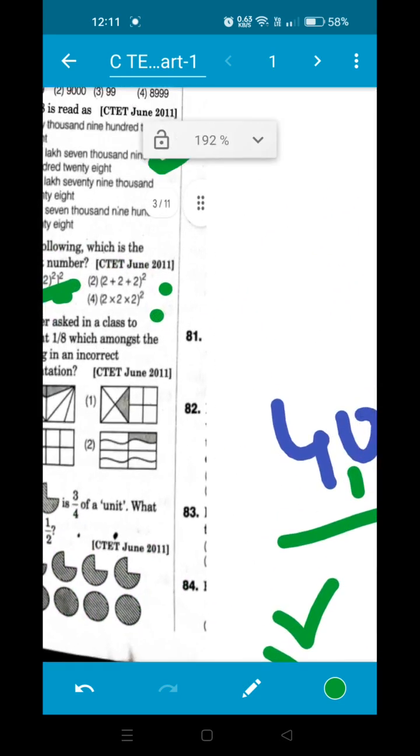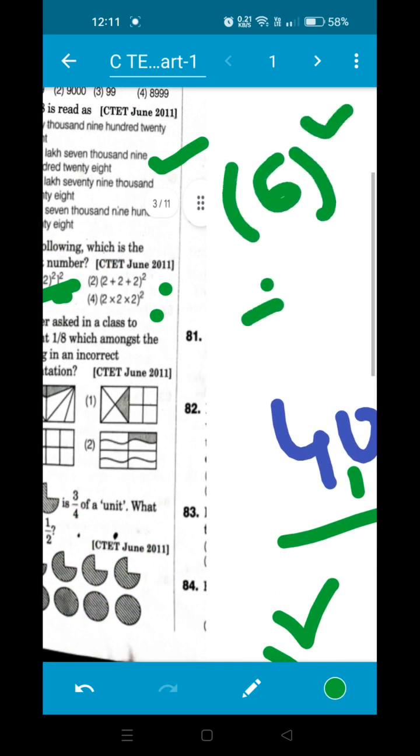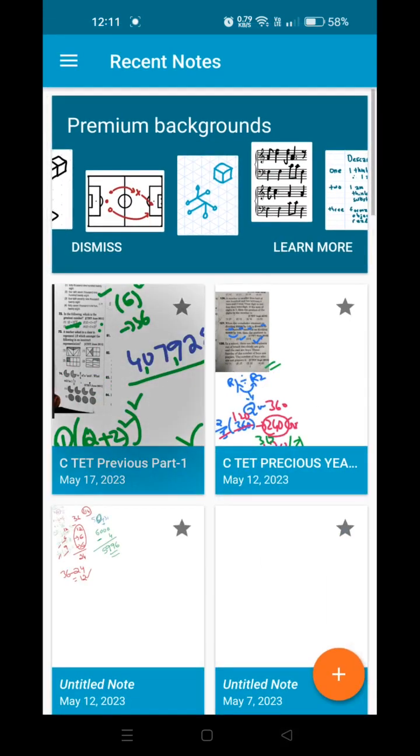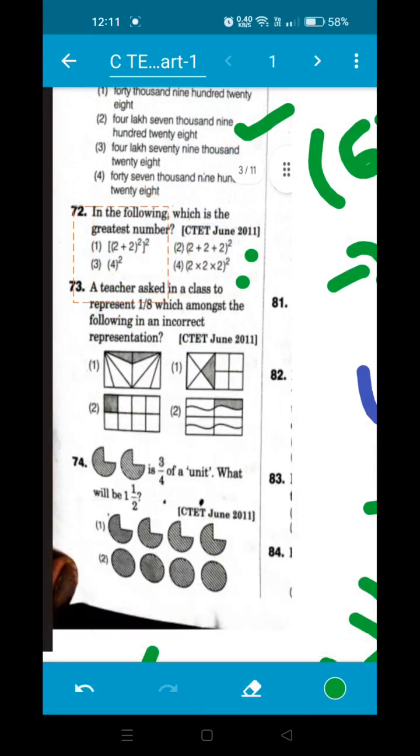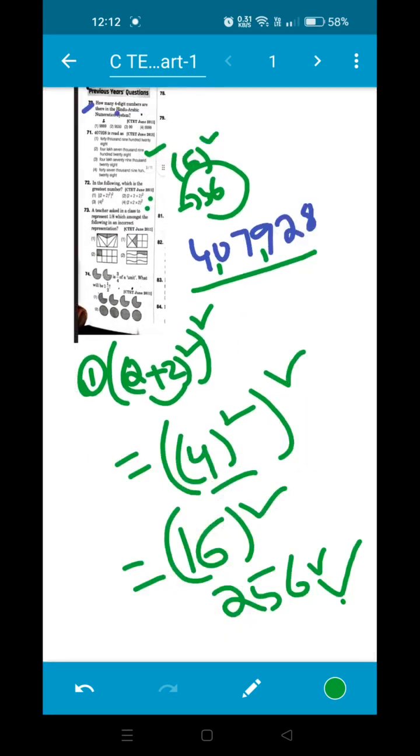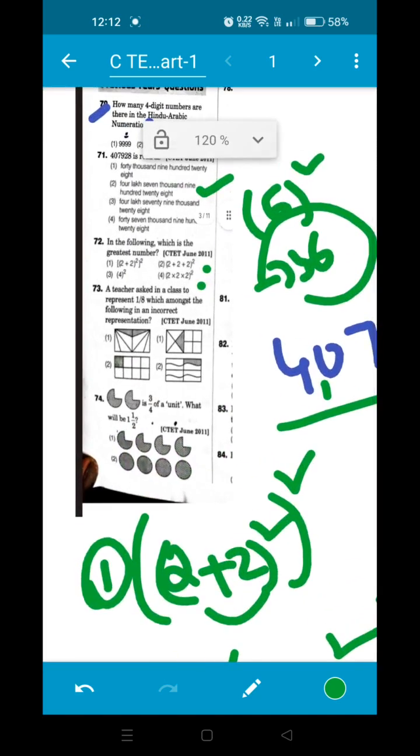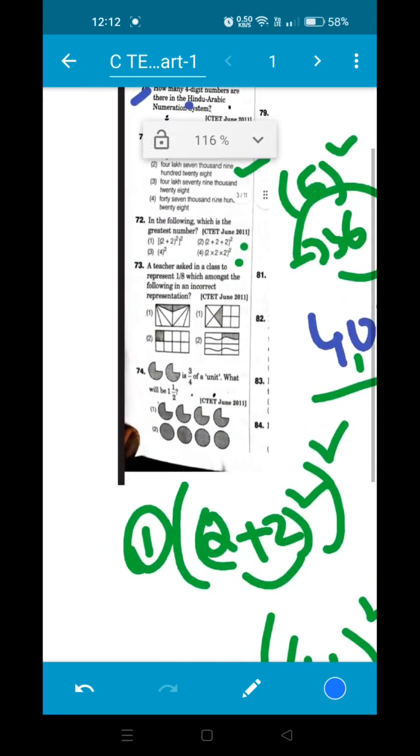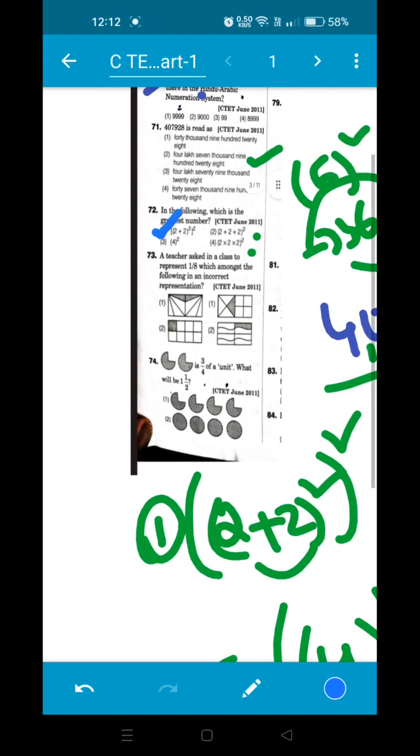Let us see the second option: 2 plus 2 plus 2, so 3 twos. That is 6, and 6 square is 36. Option 3 is 4 square, which is 16. You need not check that, it is already a small number. The last option is 2 into 2 into 2, which is 8, and 8 square is 64. Out of the 4 options, we got 256 only for the first option, so option 1 is the greatest.